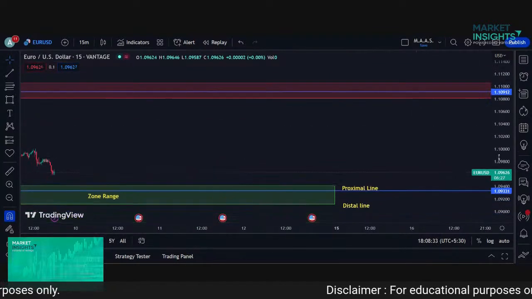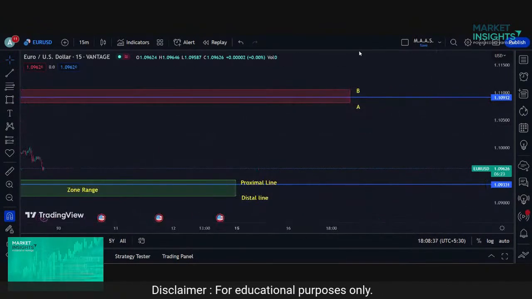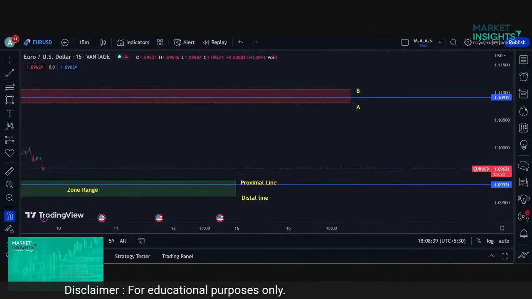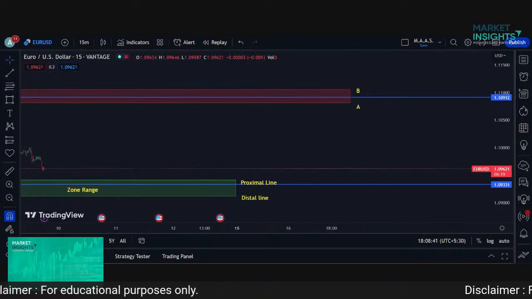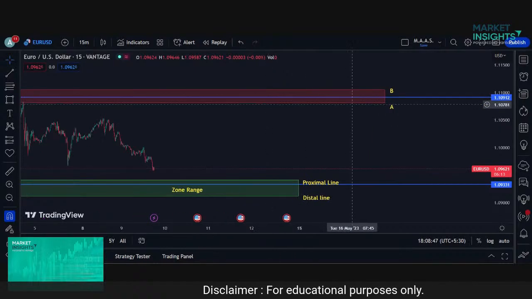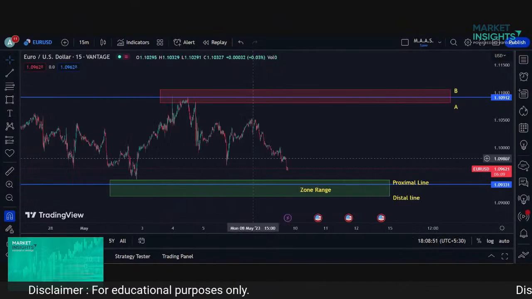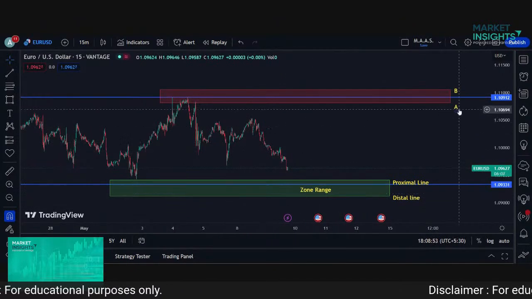So in this case, what will be the proximal and the distal line? Let us say A or B. Which one is the proximal line that you have to say? B is distal. Very good, so we've got an answer. Obviously, A is proximal because it is near. It is in the proximity to the chart, right? It is proximity to the price action. That is why it is proximal.